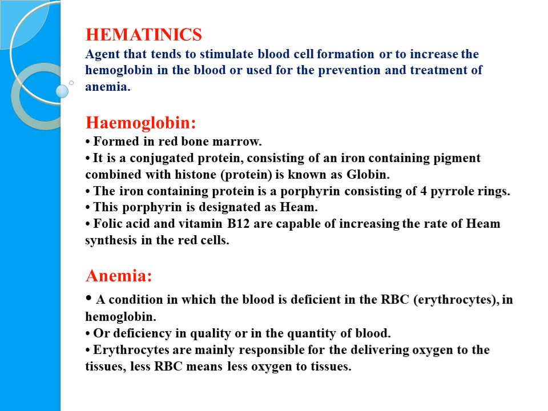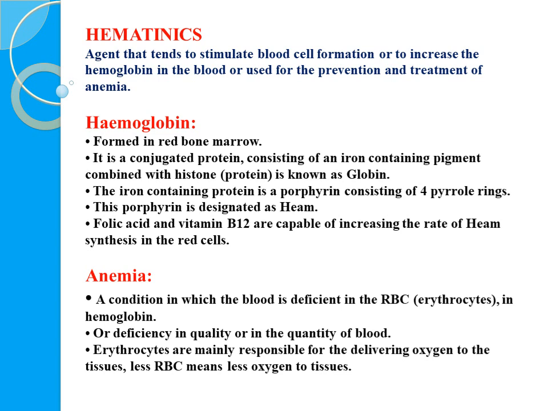What is hemoglobin? Hemoglobin is formed in the red bone marrow and it is a conjugated protein consisting of an iron containing pigment combined with histone protein. This protein is known as globin. The iron-containing pigment is a porphyrin consisting of four pyrrole rings. This porphyrin ring is designated as heme. Folic acid and vitamin B12 are capable of increasing the rate of heme synthesis in the red blood cells.